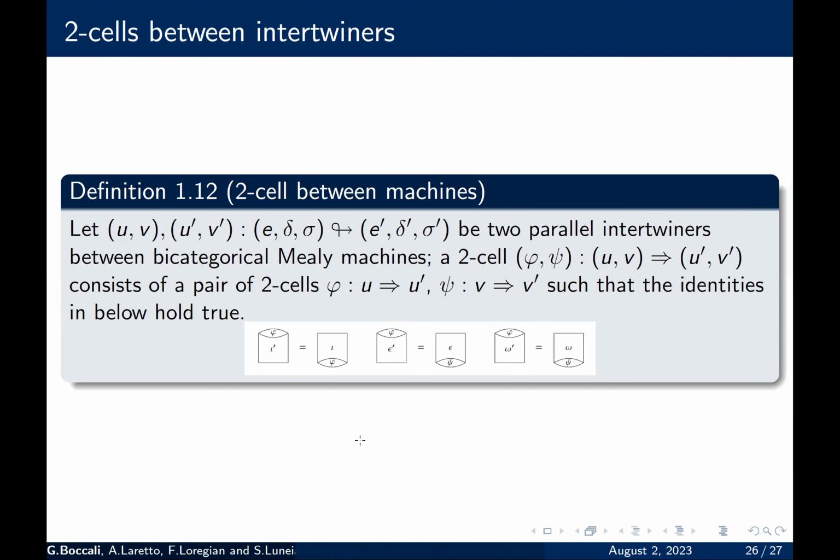Interestingly, we can define two cells between intertwiners in the following way. If we have two parallel intertwiners between bicategorical Mealy machines, two cells phi psi between them consist of a pair of two cells phi from U to U prime and psi from V to V prime, such that these identities that you can see nicely depicted here hold true.